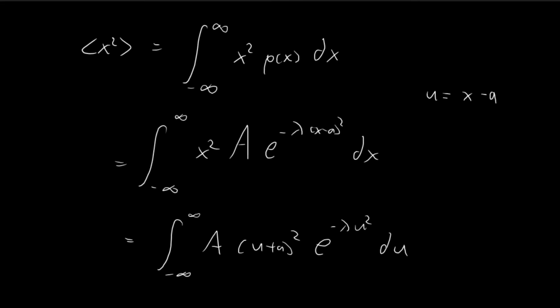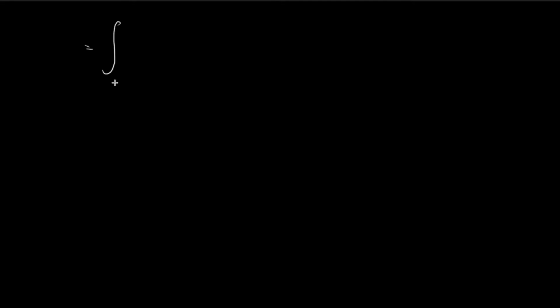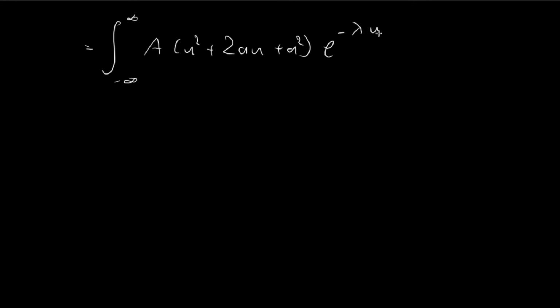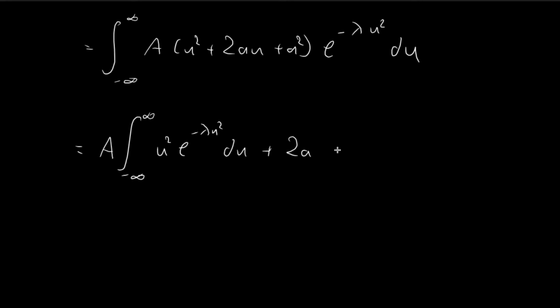Expanding this term, this integral is equal to A times (u squared plus 2au plus a squared) times e to the power of negative lambda u squared du. Then I'll separate this expression into three separate terms, and we can evaluate them separately. First we have capital A multiplied by u squared times the e term, and then we have 2a multiplied by A times u e to the power of negative lambda u squared du.